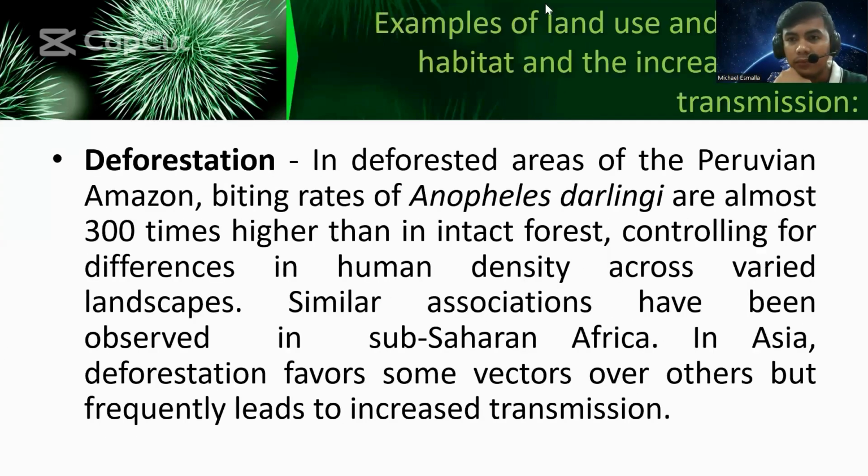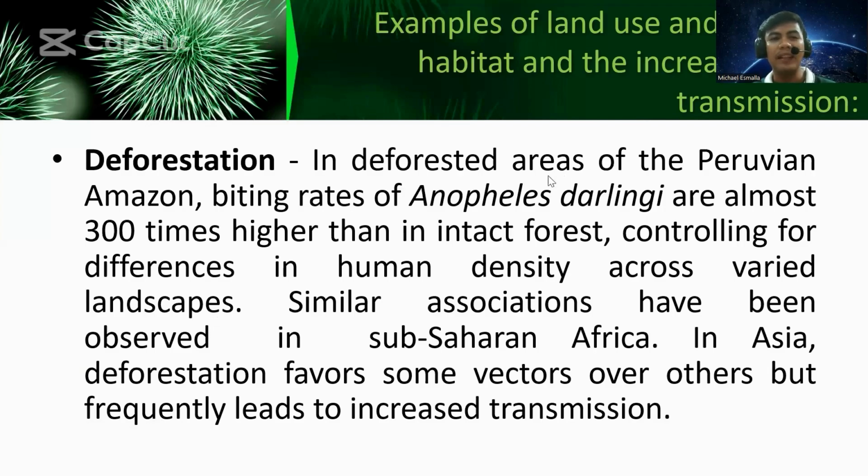Now, we have here some examples of land use. So, how we use our land resources, the change in habitat, and the increase of disease transmission. First, we have deforestation. How deforestation can increase vector-borne diseases. An example happened in the Peruvian Amazon, where the biting rates of Anopheles darlingi are almost 300 times higher than in intact forests, controlling for differences in human density across varied landscapes.